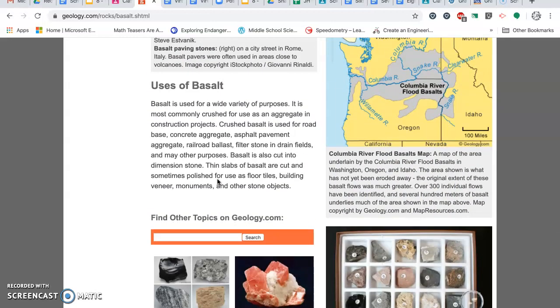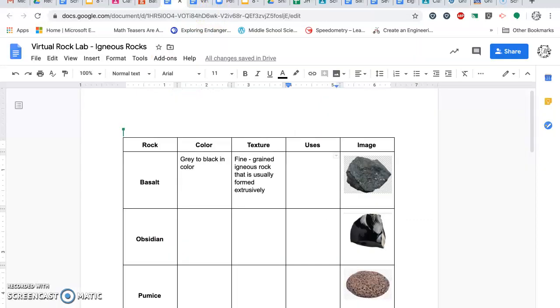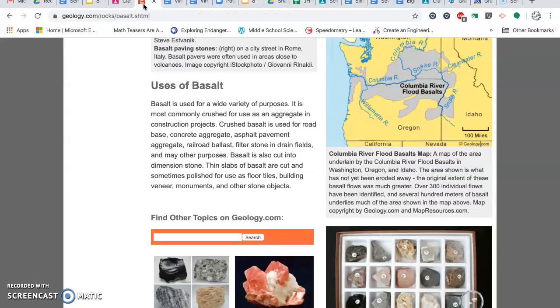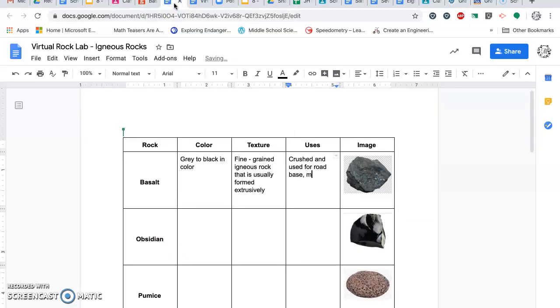Here, uses of basalt. Basalt is widely used for a variety of purposes. It is most commonly crushed for use as an aggregate in construction projects. Crushed basalt is used for road base, concrete, and asphalt. Those are our good uses. Crushed and used for road base. What was the other thing they said? Road base, mixed into concrete, and mixed into asphalt. There we go. And we're done with basalt.